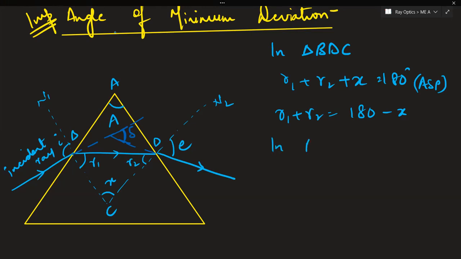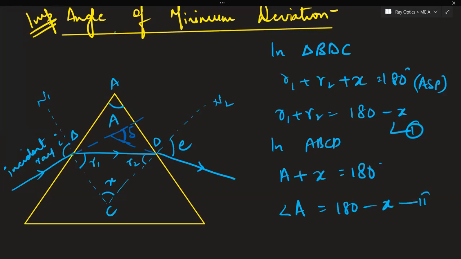Now look at the quadrilateral, which I was saying, ABCD. In a quadrilateral, opposite angles have the sum 180 degrees. So angle A plus X will be 180 degrees. So angle A will be equal to 180 degrees minus X. Can you notice this equation first and this equation second? R1 plus R2 is also 180 minus X. A is also 180 minus X. So R1 plus R2 will be equal to angle A.